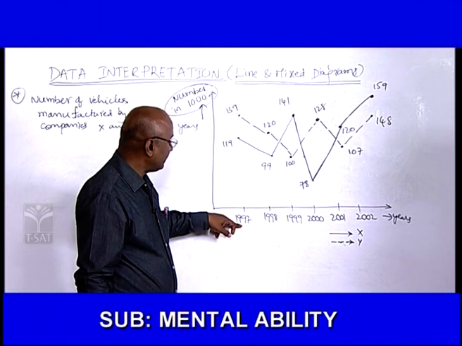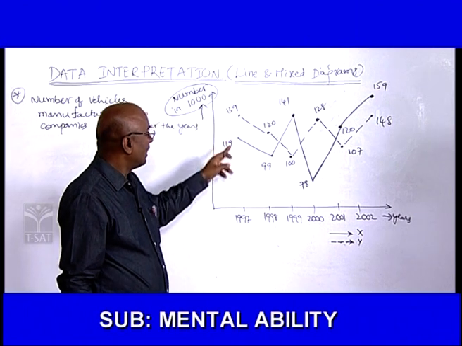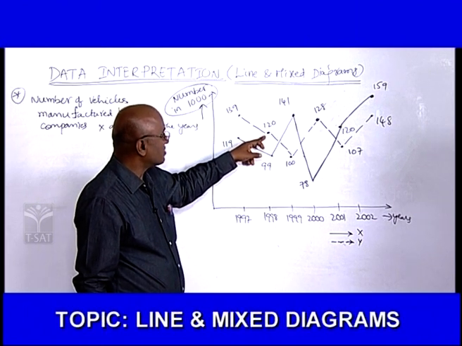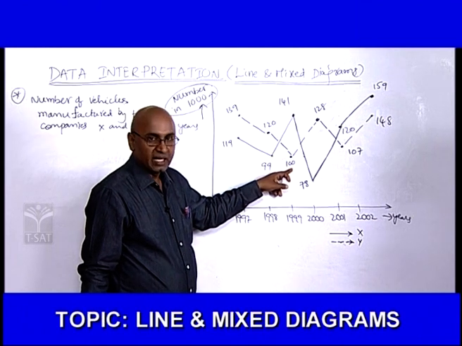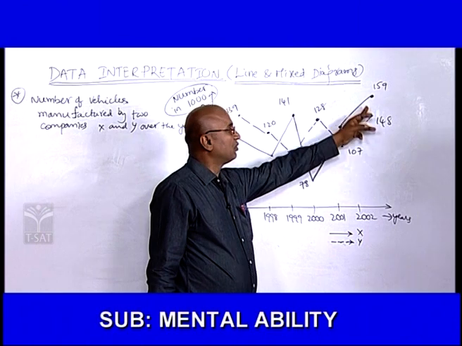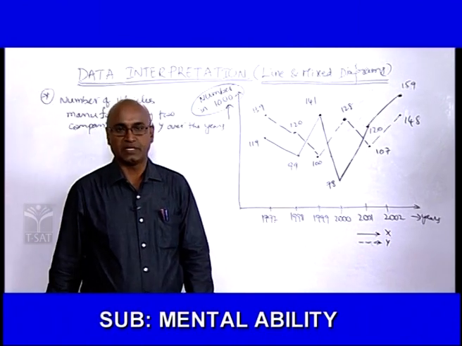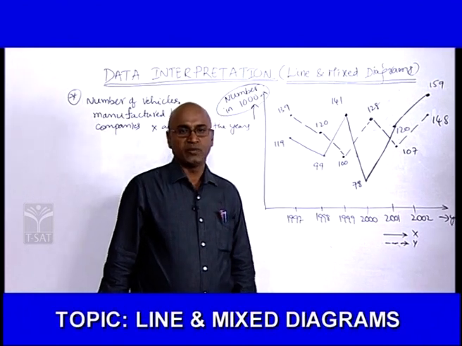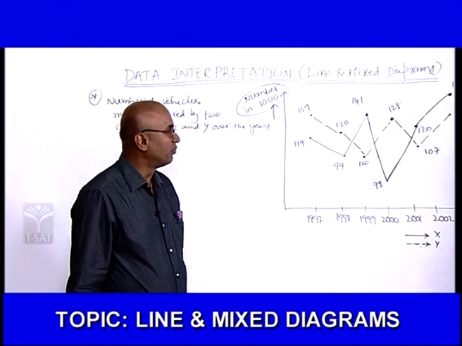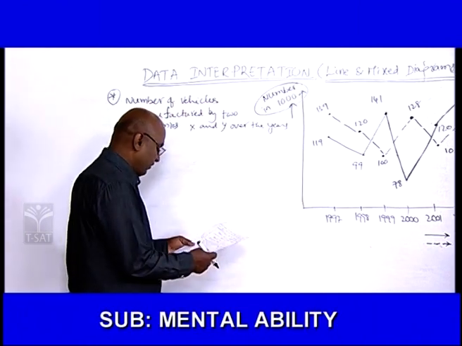starting with 1997 with 139,000 vehicles, and in the following year 120,000 vehicles, and in the following year 100,000 vehicles, and similarly in the year 2002 it is 148,000 vehicles manufactured. So the numbers of vehicles manufactured by the two companies X and Y are given like that. Now we'll see the first question.